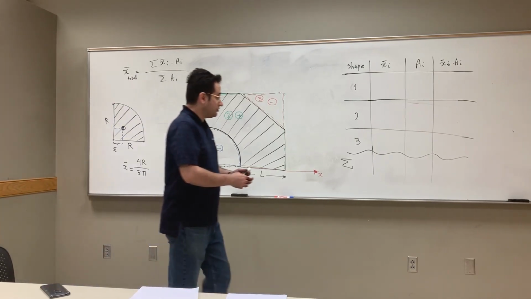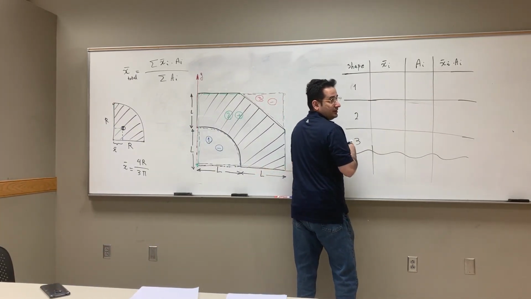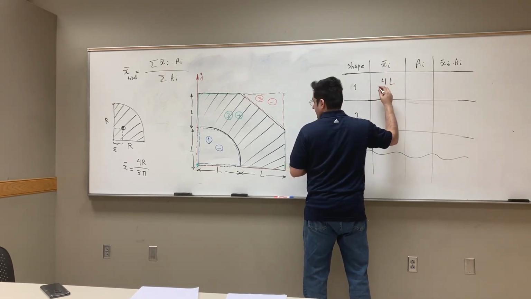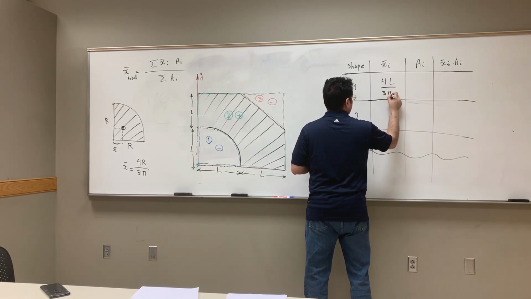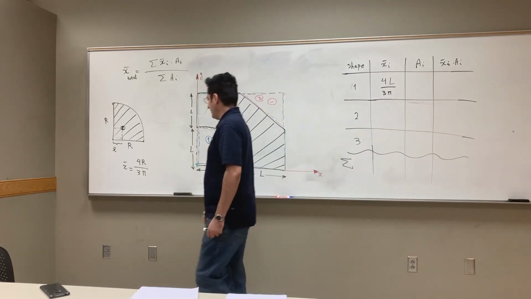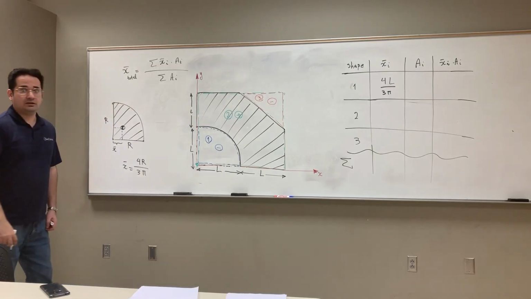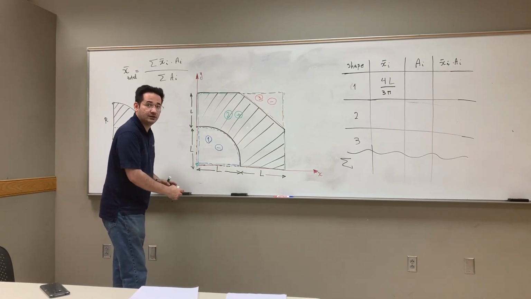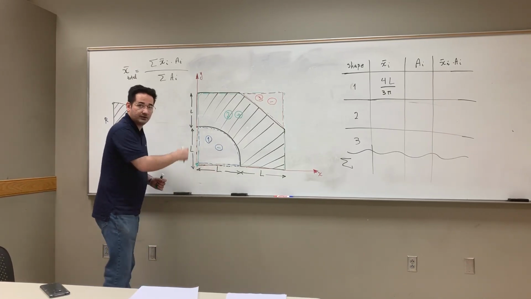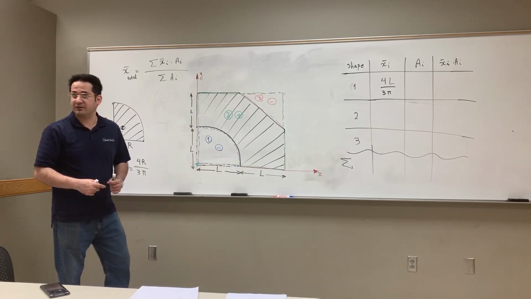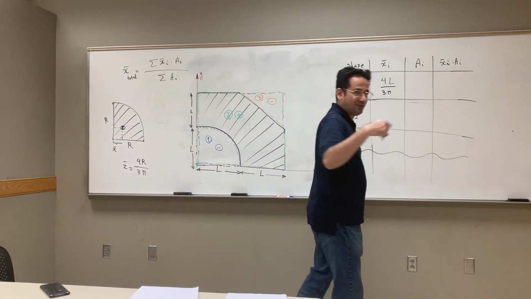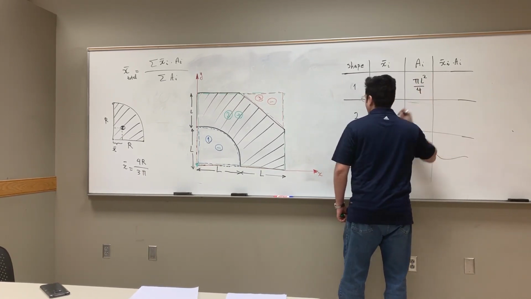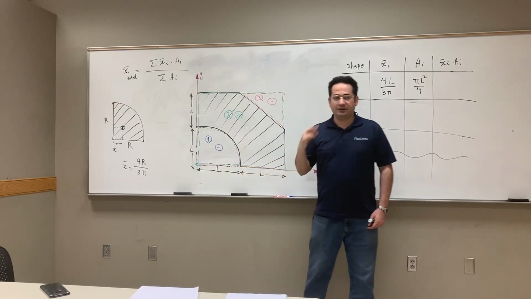So tell me, what should I write here? X bar 1. 4L over 3 pi. What about the area of shape 1? 1/4 of the area of the circle, and what is the area of a circle? Pi L squared. So pi L squared over 4, 1/4 of the entire area.